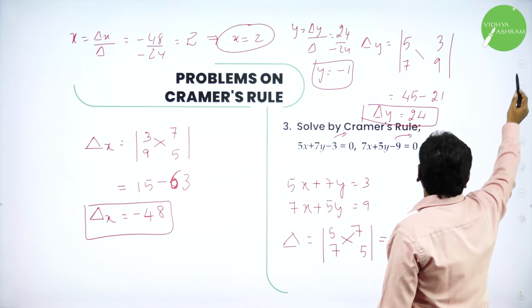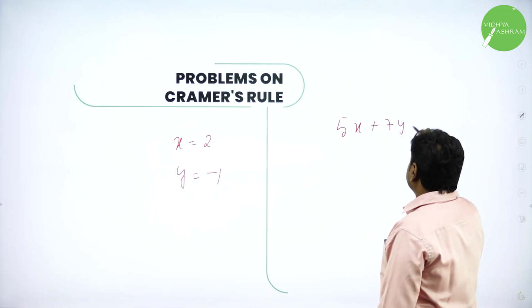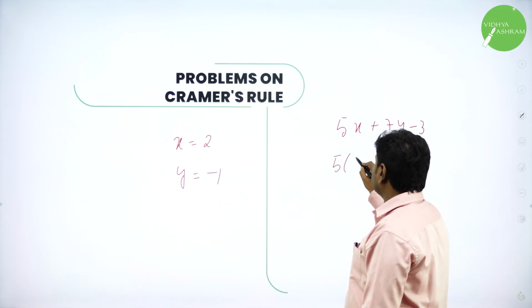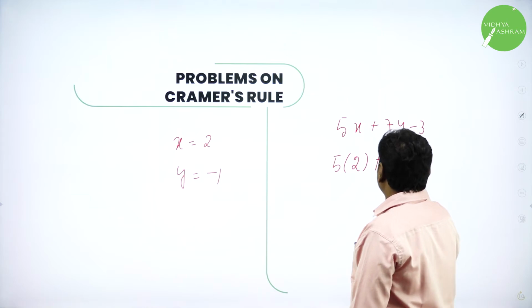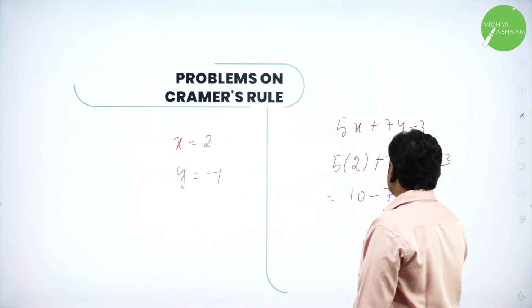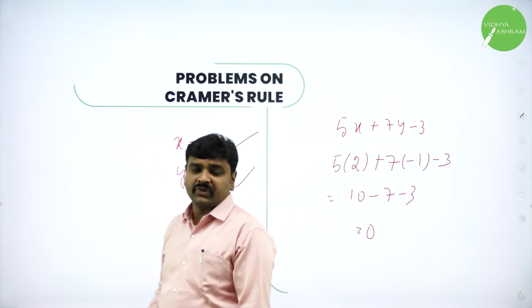5x plus 7y minus 3 is the LHS of the first equation, and substitute in this. 5 into x is what? 2, plus 7 into y is what? Minus 1, minus 3. So it will give you 10 minus 7 minus 3, that will give you 0. So therefore whatever values we got are correct.